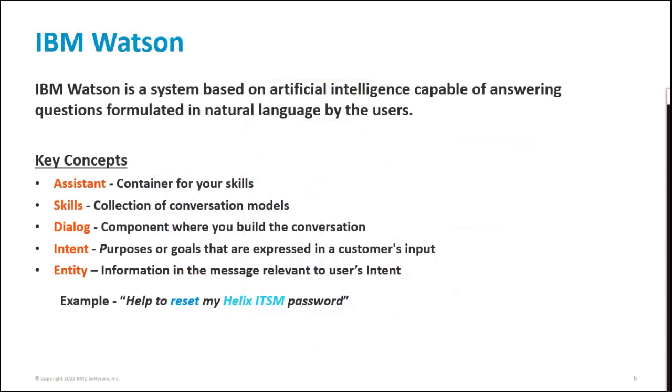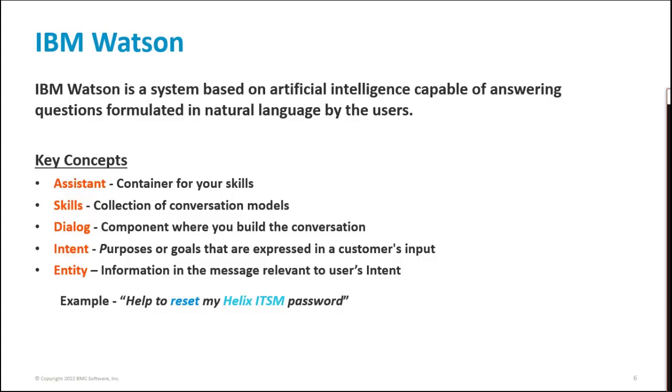As we saw in the previous image, Virtual Agent uses IBM Watson to process the messages and act accordingly. But what is IBM Watson? It's a system based on artificial intelligence capable of answering questions formulated in natural language by the users. There are some key concepts we need to be familiarized with in order to understand the IBM Watson language. These are: assistant is a container for your dialogues or skills. You add skills to an assistant and then deploy the assistant when you are ready to start helping the users.